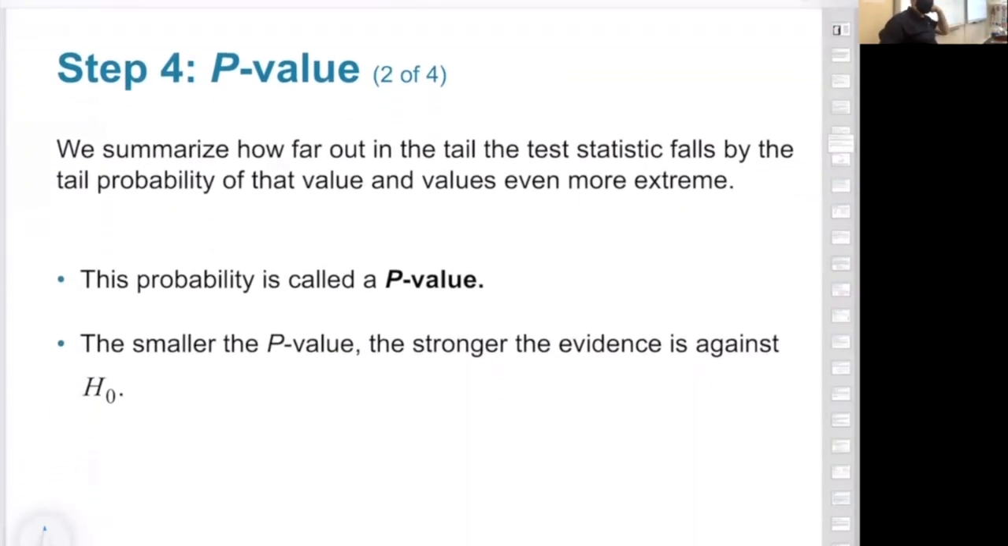As you can see here, the smaller the p-value, the stronger the evidence against H naught. So the p-value, as you can see here, summarizes how far out in the tail the test statistic falls by the tail probability of that value and the values even more extreme. What that means, I know that it's difficult to understand, but actually it's so simple.